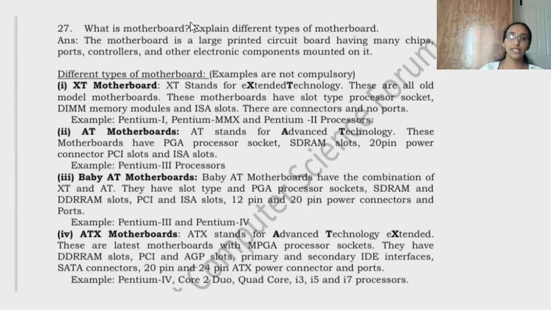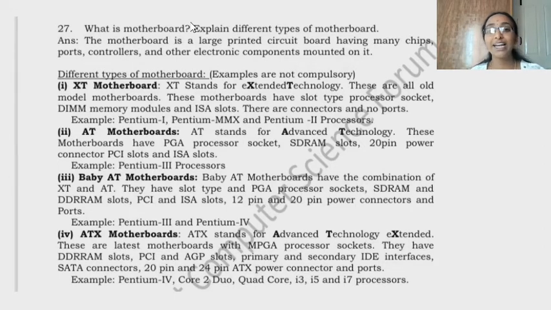What is a motherboard? Explain the different types of motherboard. So let us see what we mean by motherboard here. A motherboard is a large printed circuit board having many chips, ports, controllers, and other electronic components mounted on it. In that board, you will have many chips, ports, controllers, and electronic components.